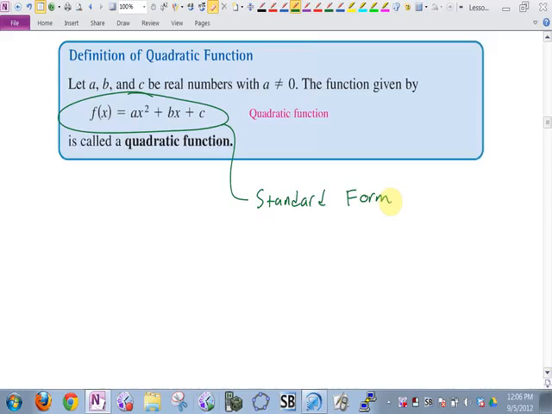But it's hard to determine what the vertex is, right? You can't just look at it and tell me what the vertex is. It's hard to tell what the x-intercepts are. You have to do a lot of math, like either factoring or the quadratic formula. So it's got some benefits, but it's also not so nice in other regards.